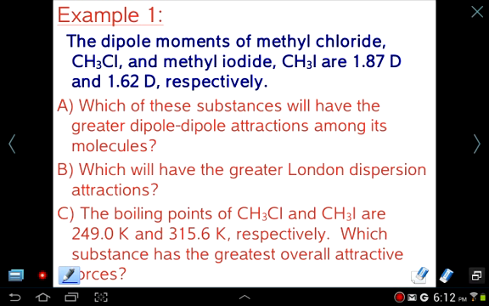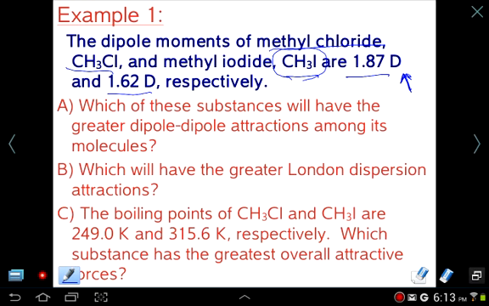So we're going to finish this with a few examples. Here it says the dipole moments of methyl chloride, CH3Cl, and methyl iodide, CH3I, are 1.87 and 1.62 debye. This is a unit of polarity, which measures the dipole moment. Part A says, which of these substances will have the greater dipole-dipole attractions among the molecules?